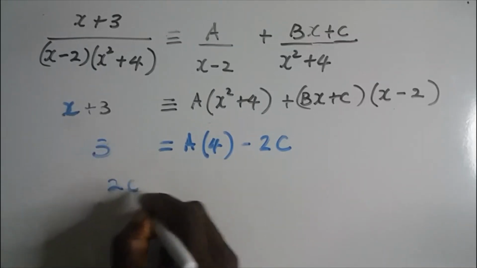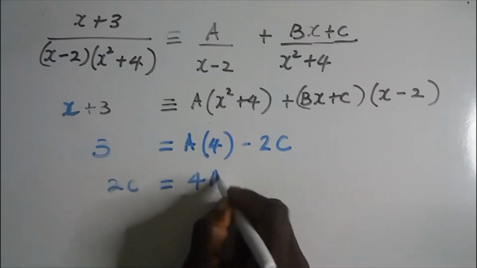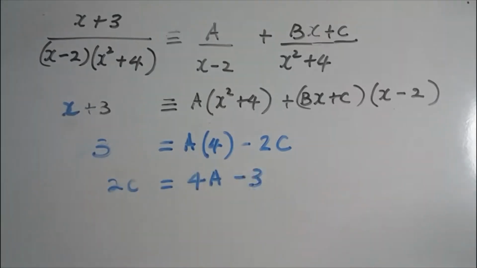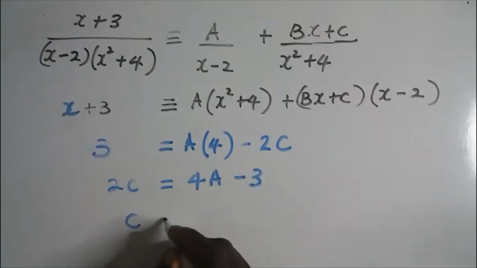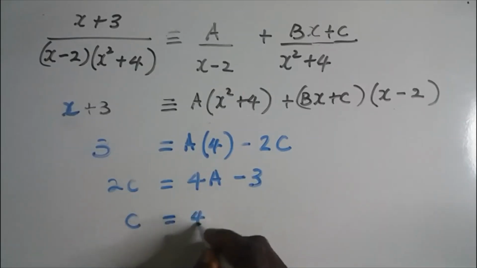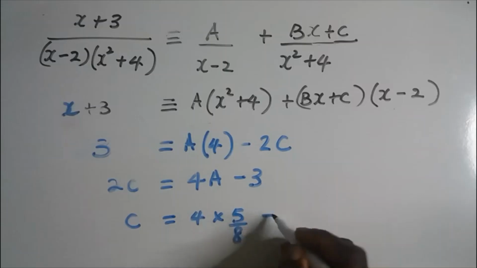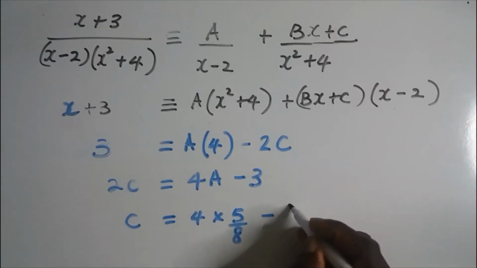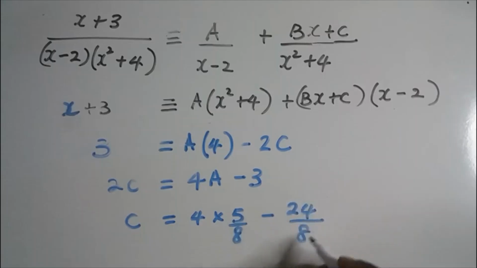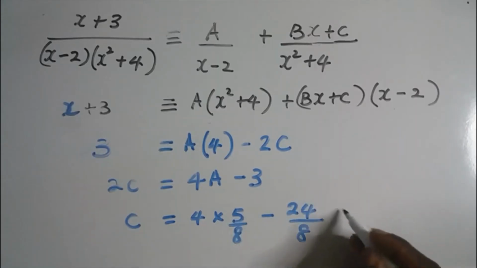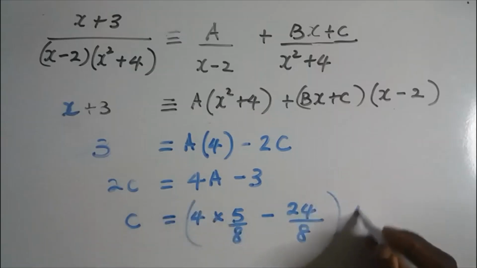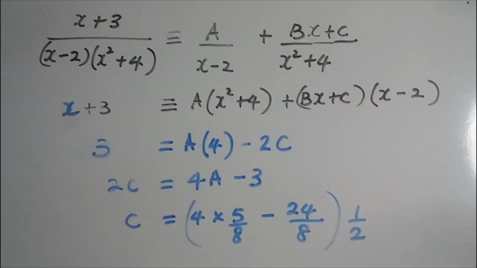So we have 2c now is equal to 4a minus 3. So c is equal to 4 times 5 over 8 minus 24 over 8, and multiply all of this by 1 over 2, which is the same as dividing by 2. So this is equal to 20 over 8 minus 24 over 8.